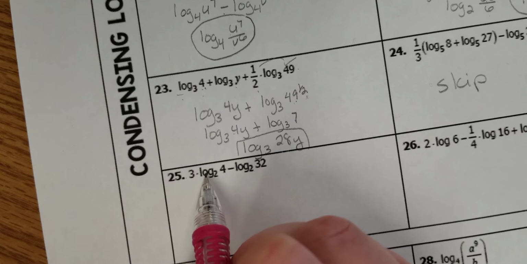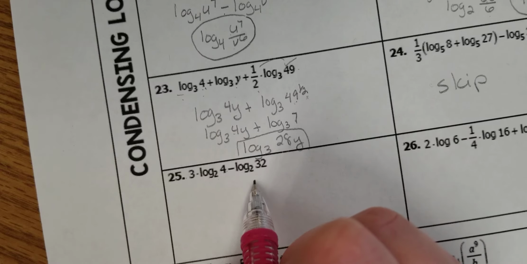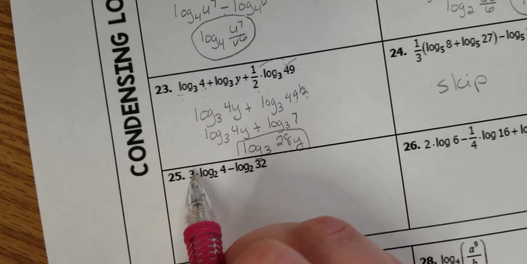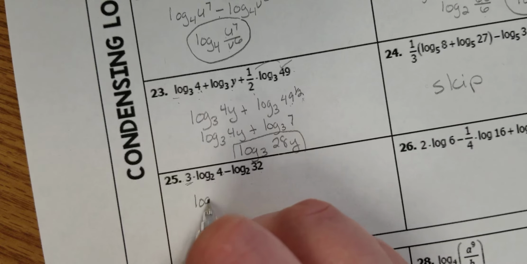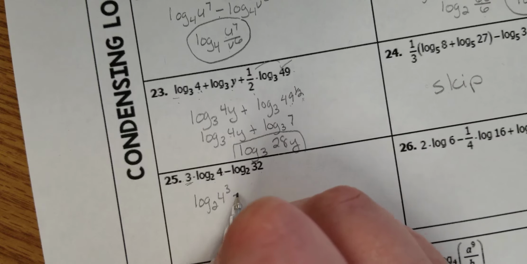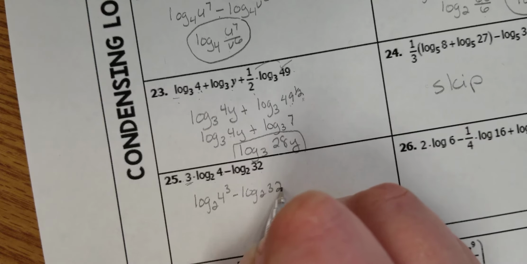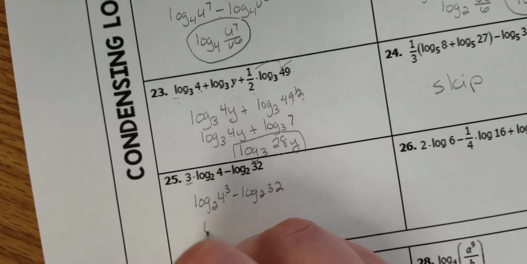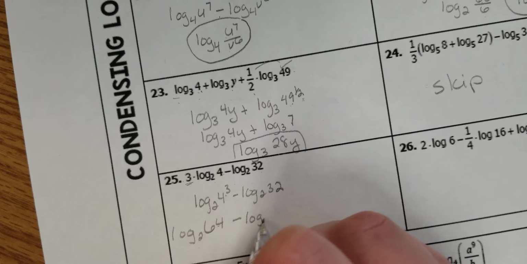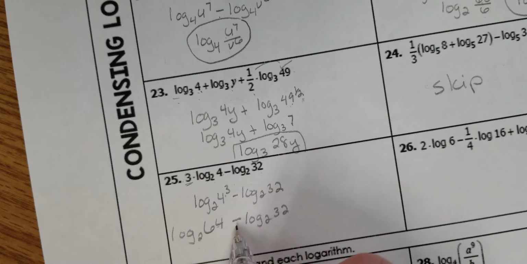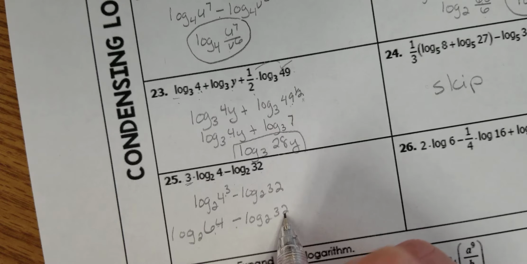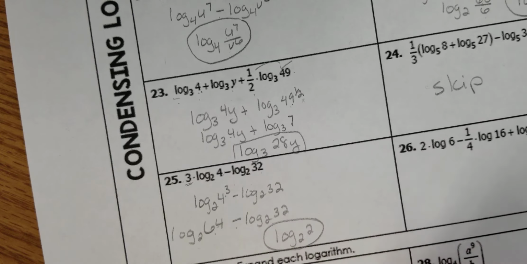Okay. So we have 3 log base 2 of 4 minus log base 2 of 32. So go ahead and make your exponent so that we have log base 2 of 4 cubed minus log base 2 of 32. So 4 cubed is 64. So we have log base 2 of 64 minus log base 2 of 32. Since it's subtraction, it means we're going to use the quotient rule. So we're going to do 64 divided by 32, which is 2. So we have log base 2 of 2 as our final answer.